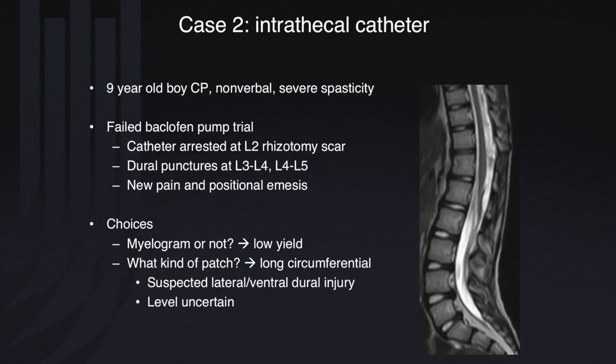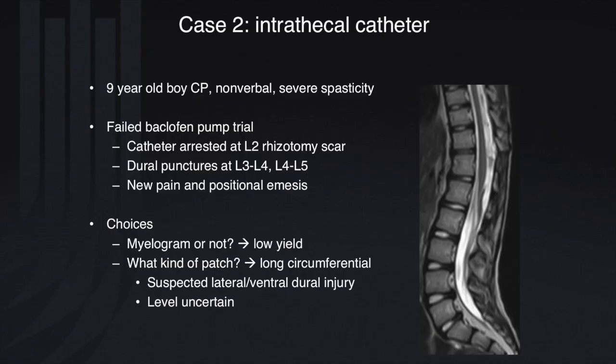Here's another one. This one is intrathecal catheter placement. It's a nine-year-old boy with CP, nonverbal. They tried a baclofen pump, and the trial failed. And then there were some issues with placing the catheter in the first place. There were multiple prior dural punctures as well, and the child now had new pain and positional emesis.